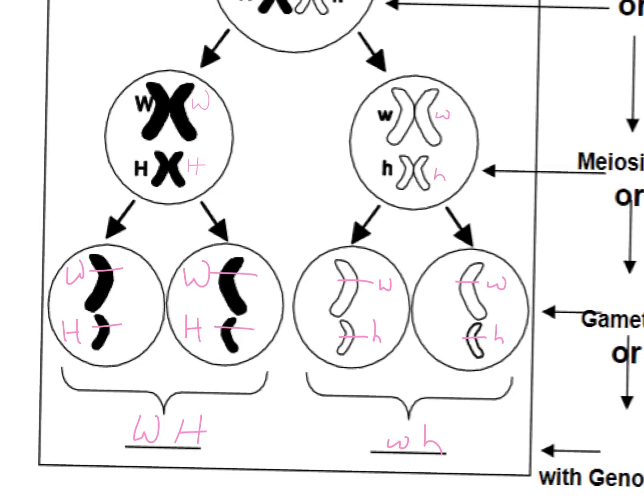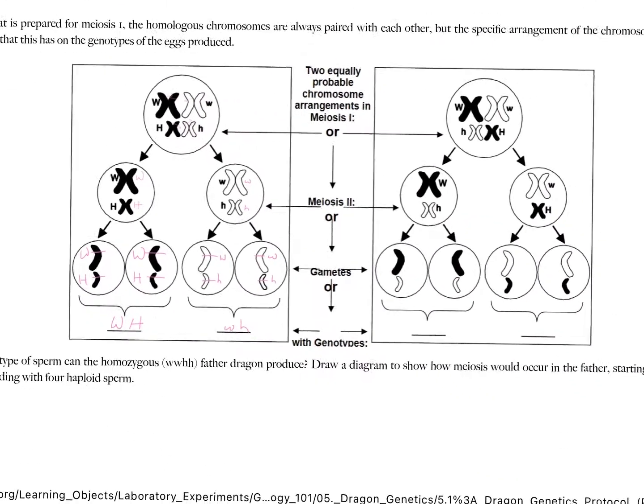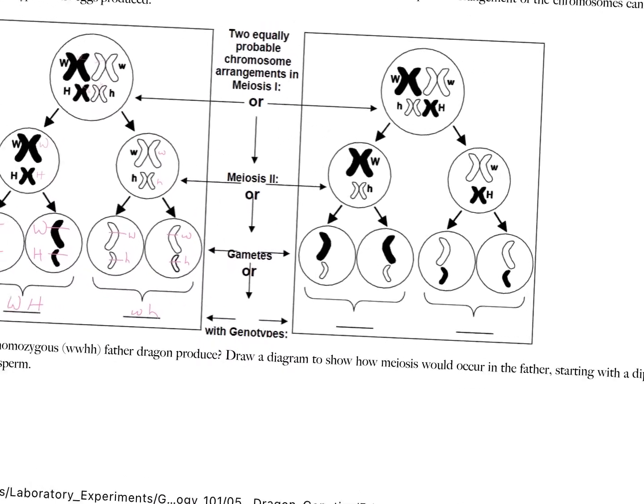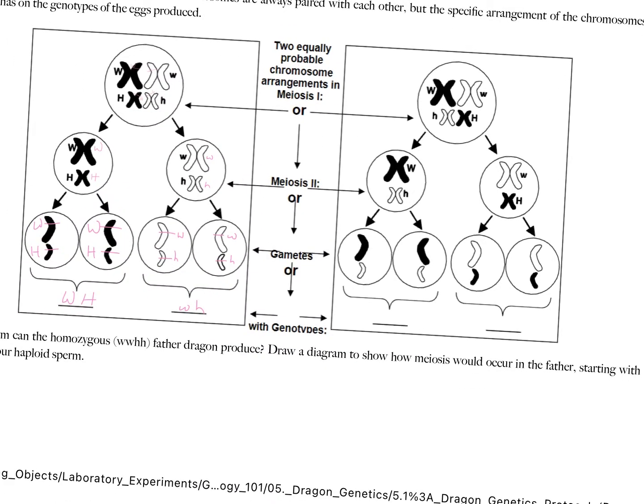Since independent assortment is possible, it is also possible that because it's random and because they're not dependent on each other, you can get the big W, big H going into one, or you can get the big W, little h going into one.